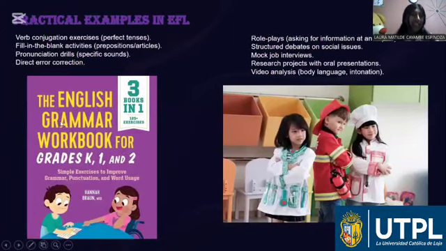The next is the practical example in EFL. In the first, linguistic competence provides the basis for understanding and constructing the language correctly, but communicative competence allows students to use English effectively in real-life situations, such as conversing or solving communicative problems, maybe.